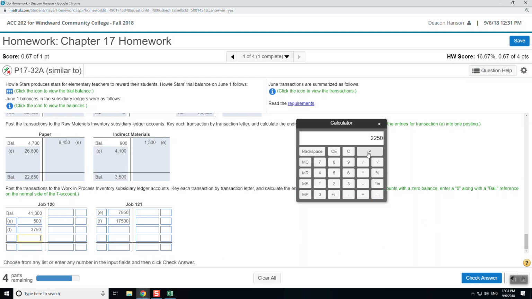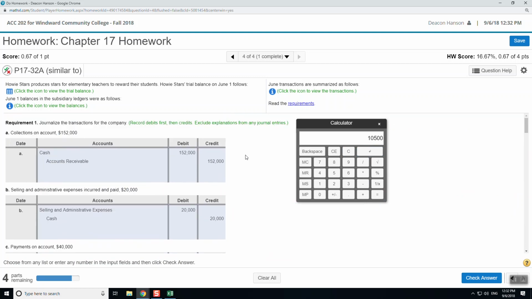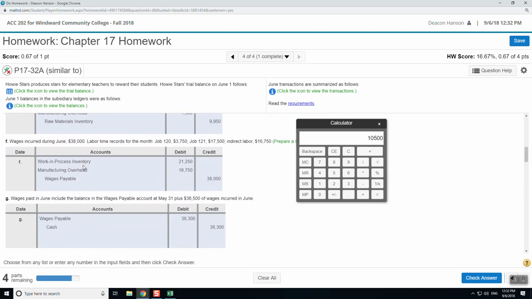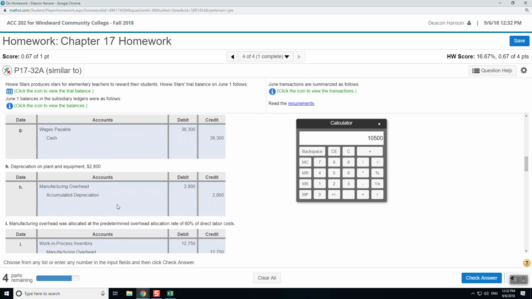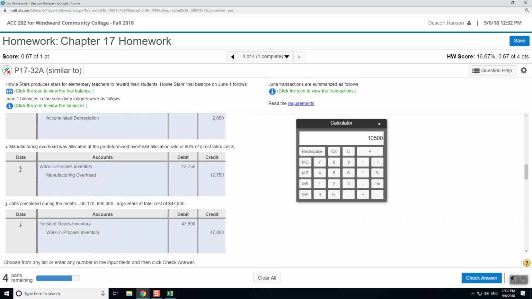That's, I don't see, that's how you can kind of tell you're right. It'd be hard if we had to round. Sometimes it tells us to round though. Okay, 17,500 times 0.6 is 10,500. Okay, and that's the allocation. I forgot to note the letter in my head. Let's see. Here it is. Transaction I.